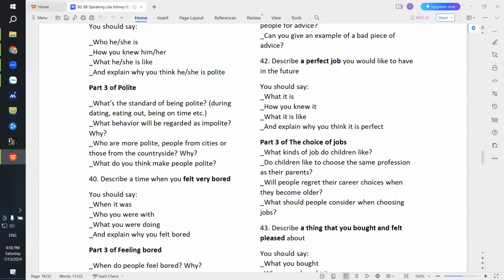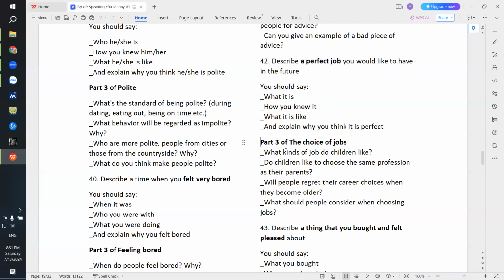But the problem is, nothing good comes cheap, you know. Không có gì mà tốt mà nó lại rẻ cả. And this saying can be applied to jobs as well. If you get paid very well, then you have to face a lot of responsibilities, a lot of stress, and a lot of things that can make you feel bad, you know. Okay, so you should explain why you think it's perfect as well.